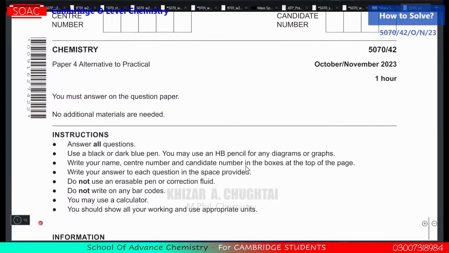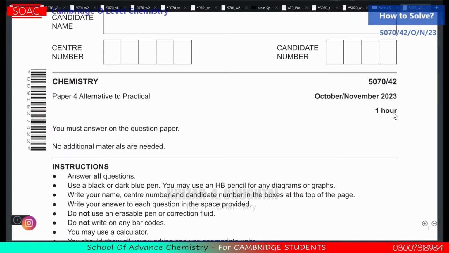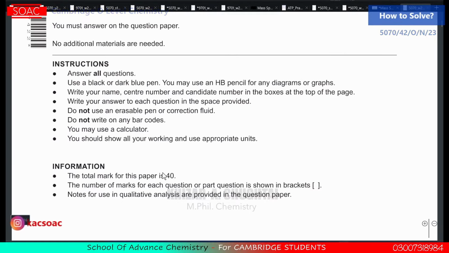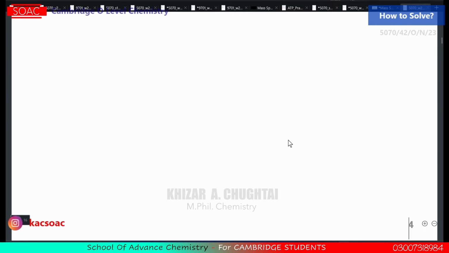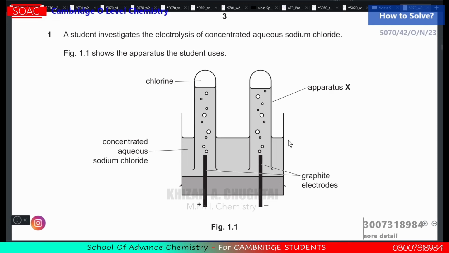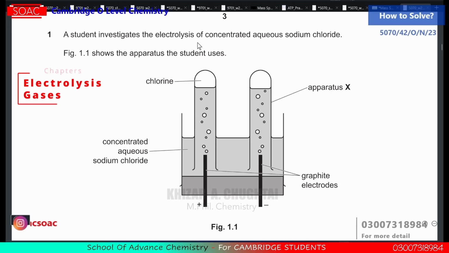Let's get started. Paper 4, alternative to practical, time 1 hour and total marks is equal to 40. Come towards question number 1. A student investigates the electrolysis of concentrated aqueous sodium chloride. Figure 1.1 shows the apparatus the student uses.